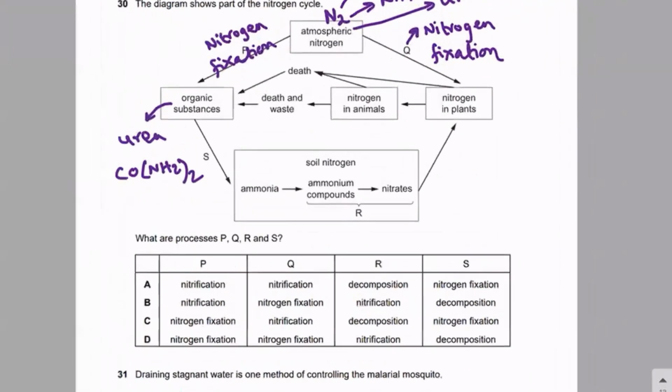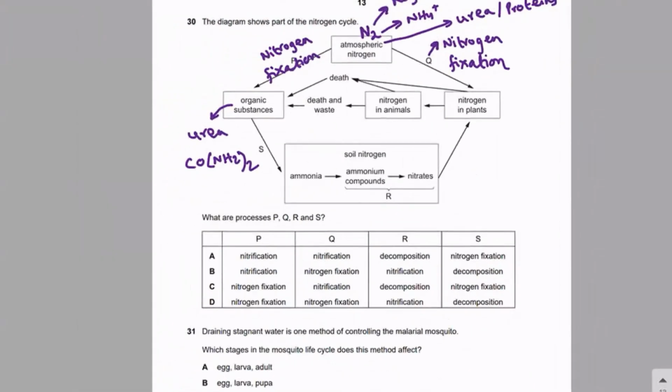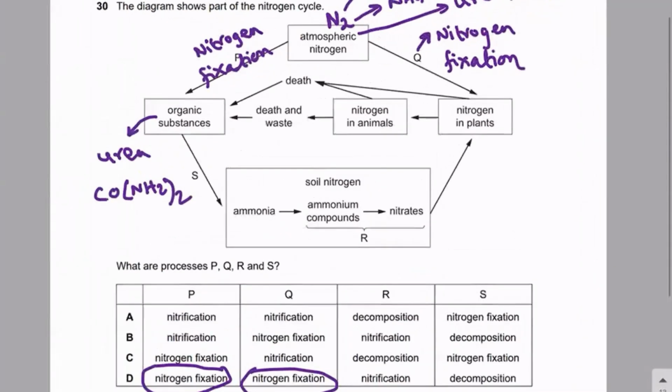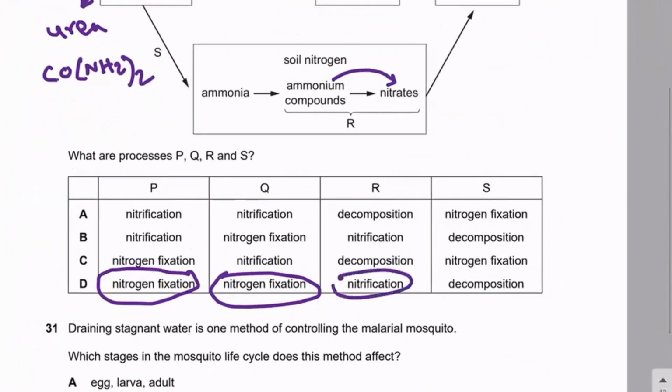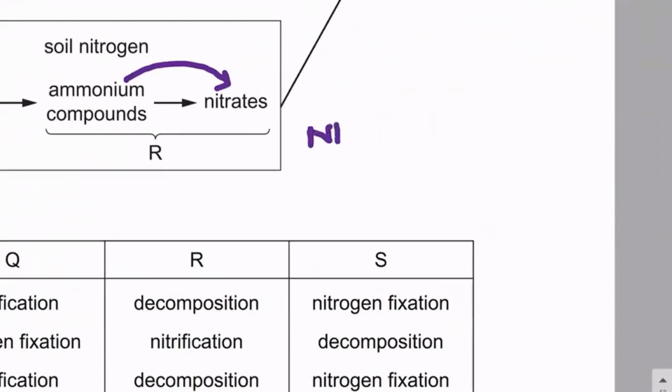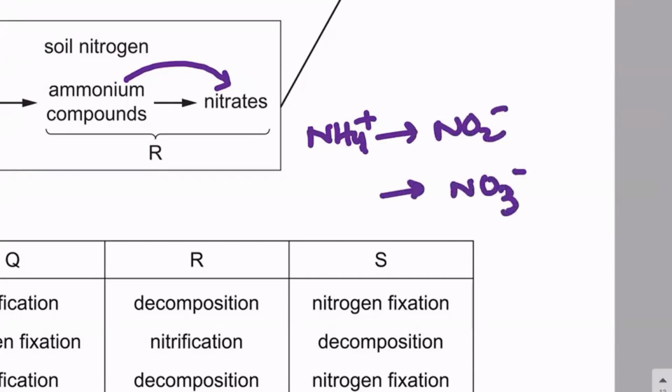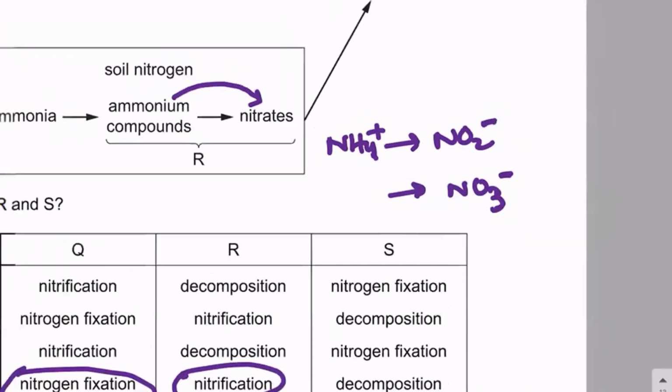Right? So P and Q are nitrogen fixation. What about R? Whenever you convert ammonium compounds to nitrates, that is nitrification. So R is nitrification. Nitrification is when ammonium is converted first into nitrites, NO2 minus, and then to nitrates, NO3 minus. This process is nitrification, and this is done by nitrifying bacteria.